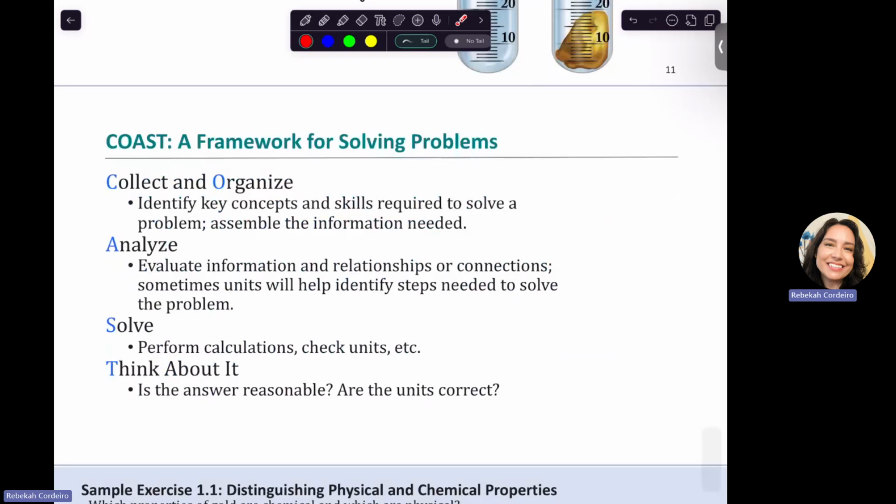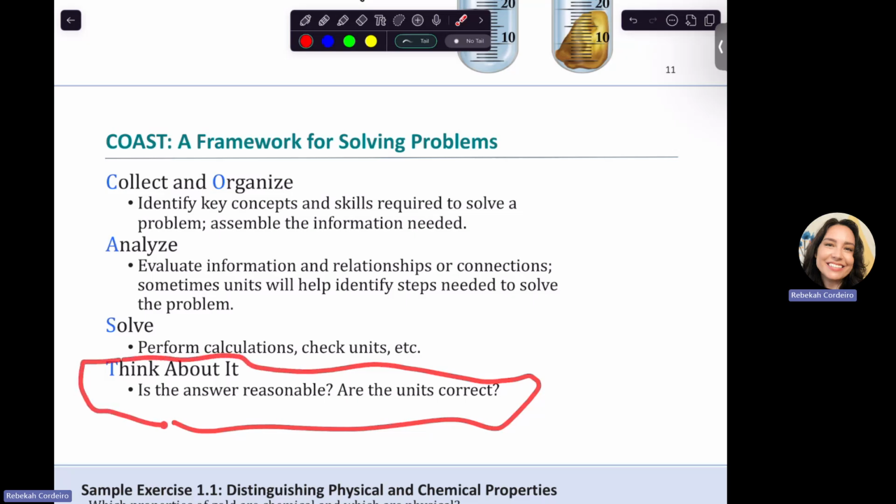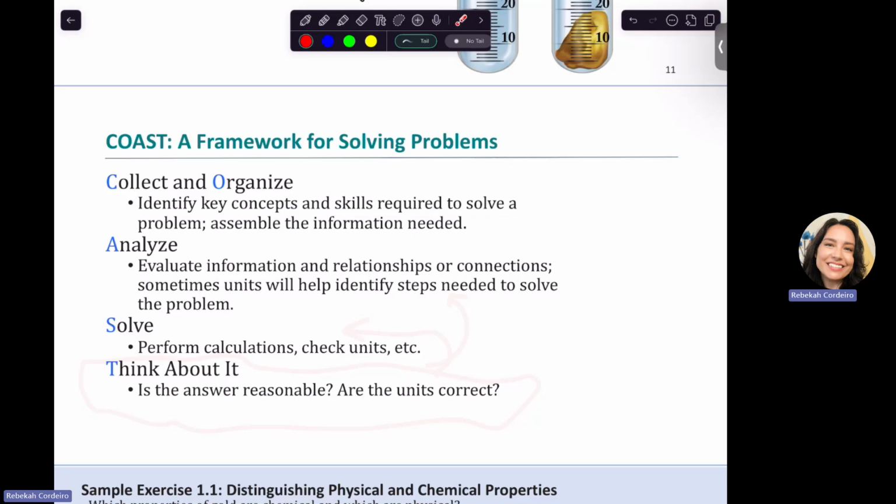Then we're going to analyze it. So we're going to see if we can figure out what connections we need to make. Are there steps that we need to use to solve the problem? Are there different conversion factors? We're going to do conversion factors in this class that we're going to use. And then we can perform the calculations. And then we want to think about our answer at the end. So does our answer make sense? Do the units match up? This is going to be a really good way to check our work. If the last part doesn't really make sense, maybe you need to look back at a previous step and decide where something went wrong.